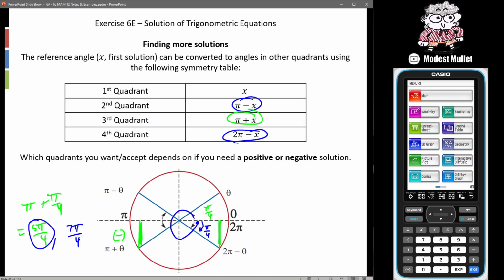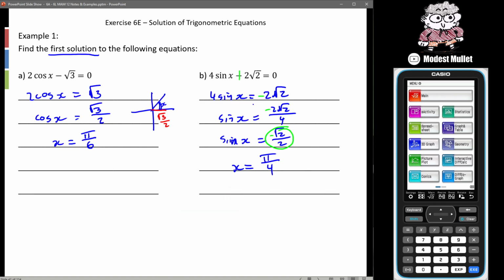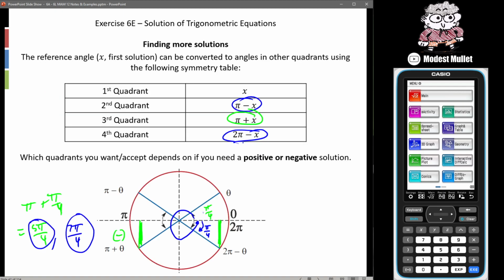But looking at symmetry, we would also know that 7 pi on 4 is technically a correct solution too. Let me write this over here. Our question was sine of x. We eventually got it round onto the other side, negative root 2 on 2. 5 pi on 4 is a solution to it, but also to get that vertical component of negative root 2 on 2, in this fourth quadrant is fine.